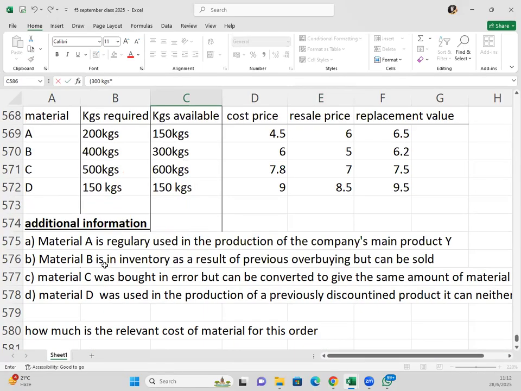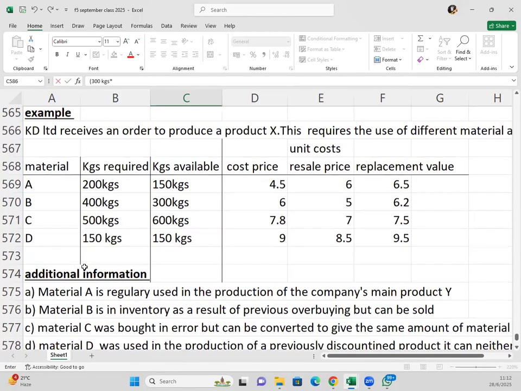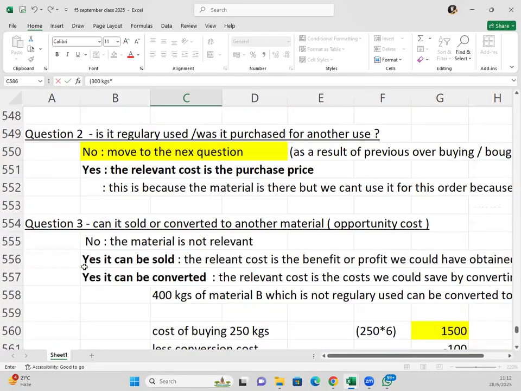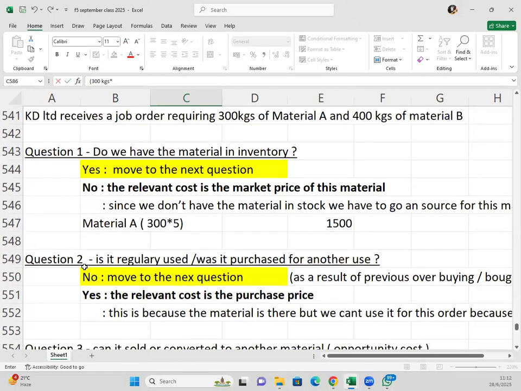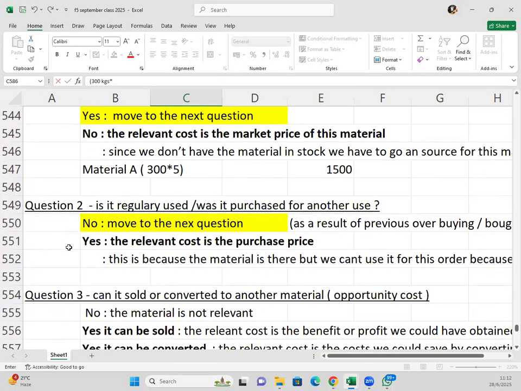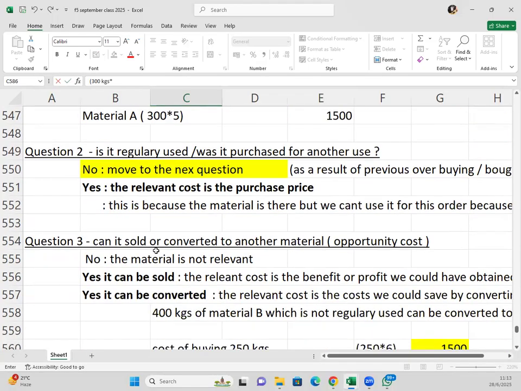The answer to that question is on item B, on additional information. Material B is in inventory as a result of previous overbuying. And we've mentioned if it's in inventory as a result of previous overbuying, it means it is not regularly used. So we move to the next question.